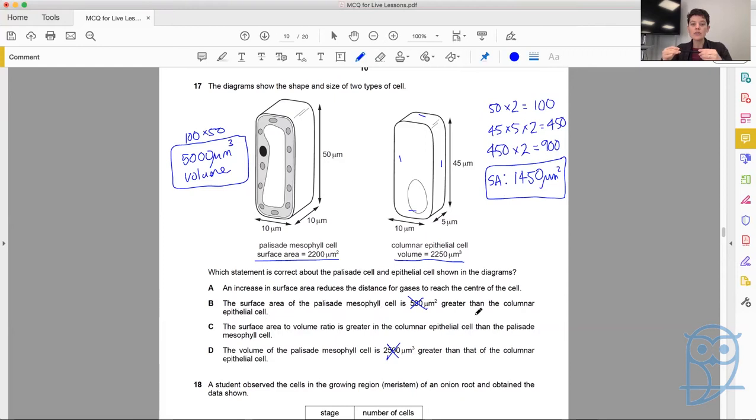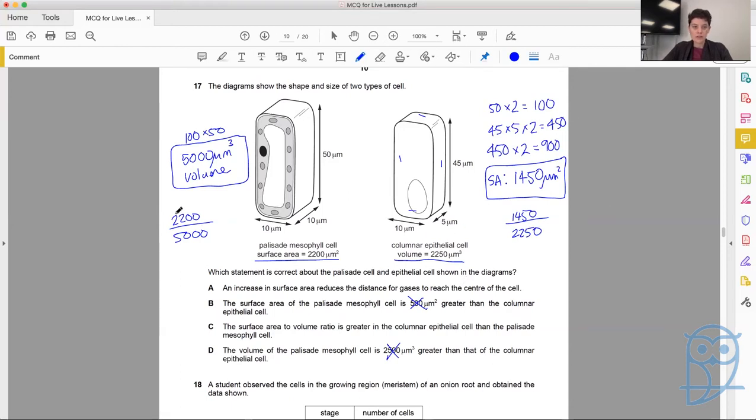An increase in surface area reduces the distance for gases to reach the center of the cell. It just sounds weird, okay? And then the surface area to volume ratio is greater in the columnar epithelial than in the palisade mesophyll. So surface area to volume. So we would want 2200 over 5,000. That's surface area to volume here. And here, 1,450 over 2250.